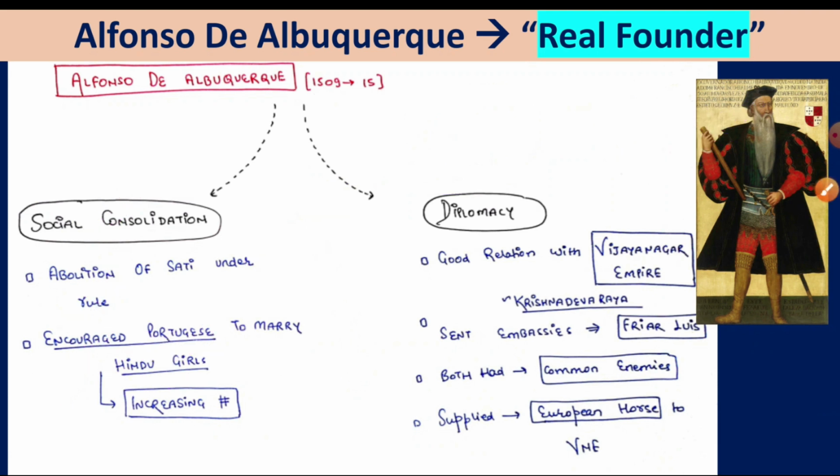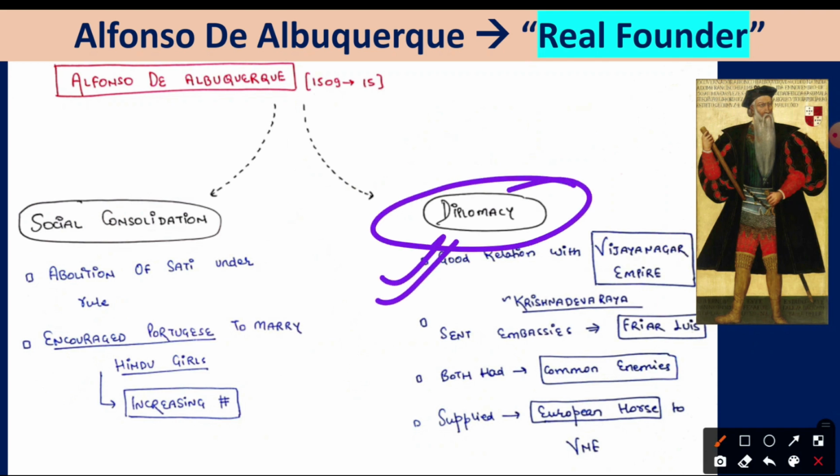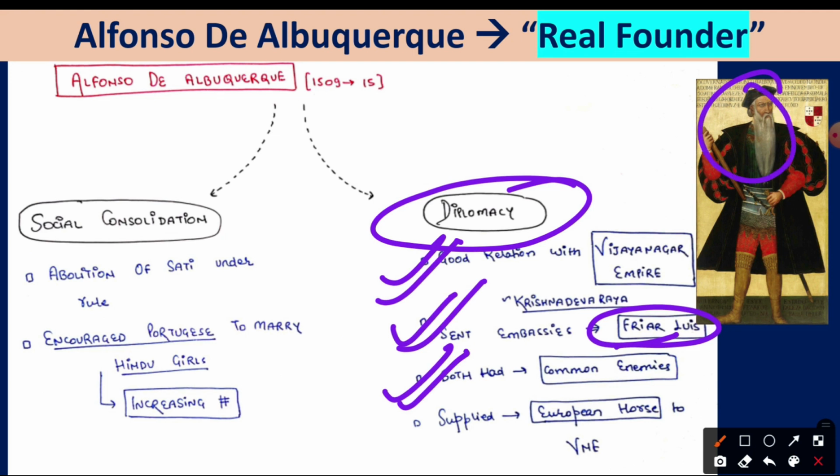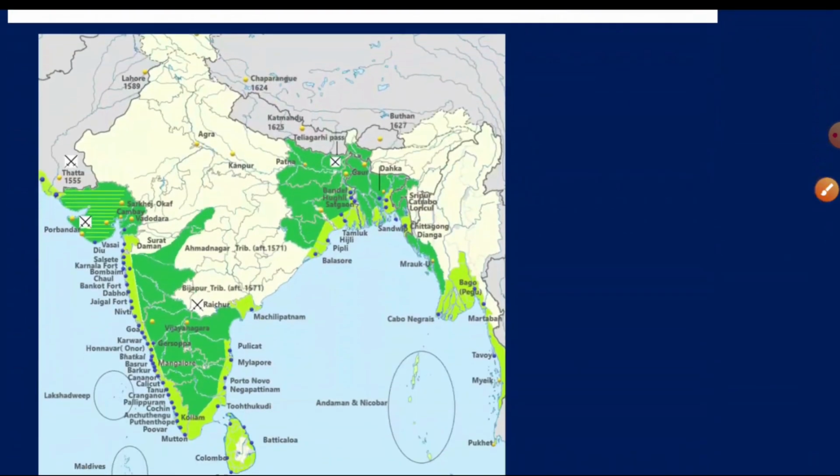Then diplomatically, he had very good relations with the Vijayanagar Empire, especially Krishna Deva Raya. He sent embassies. So Friar Luis was a person who was an ambassador to this Krishna Deva Raya, to the Vijayanagar Empire. And why was there good diplomacy? Because he also did not like the Delhi Sultanate, the Bahmani kingdoms, the Muslim rulers, and the Vijayanagar Empire also had a conflict. So enemy of my enemy is my friend. That was the philosophy. He also supplied the European horses to the Vijayanagar Empire.